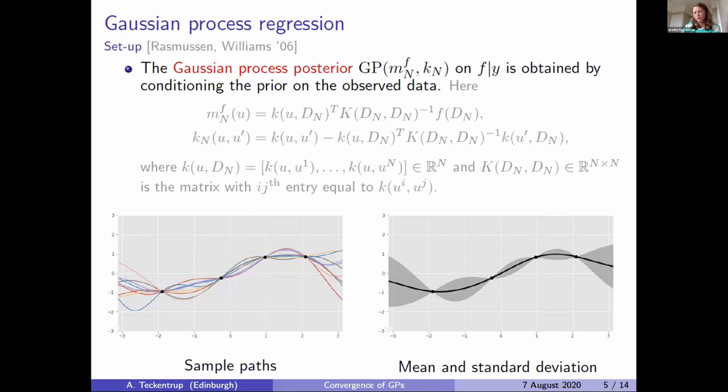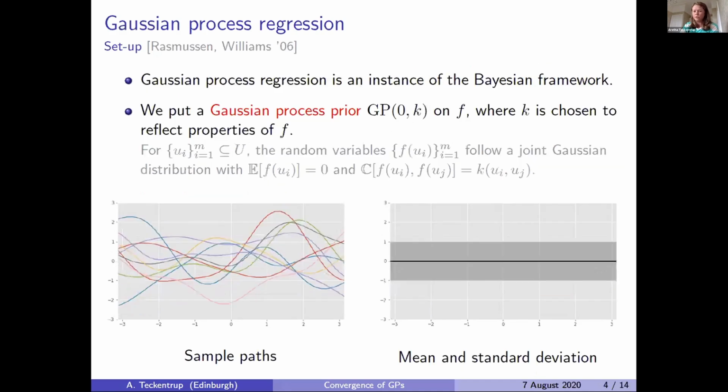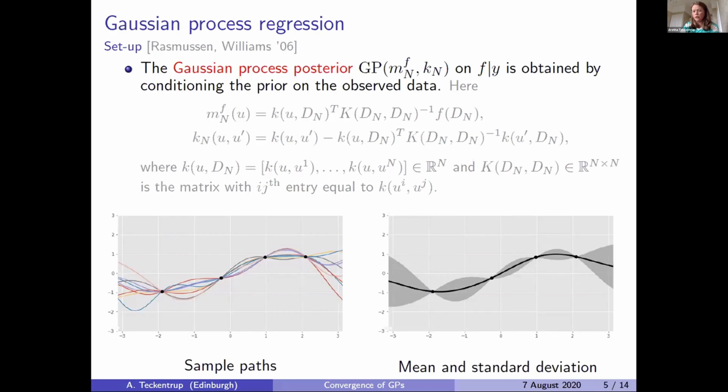In general in this Bayesian framework, you can choose any prior distribution that you like, but if you do choose a Gaussian prior distribution, then you can actually compute the posterior explicitly. So it's again a Gaussian, and you also know the mean and the covariance function explicitly. So I've given you the formulas here, but they're not really that important. What is important is that you can actually write these down explicitly.